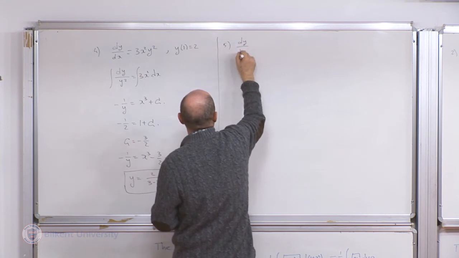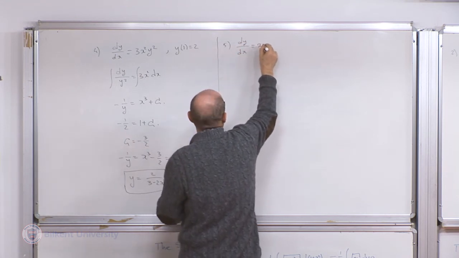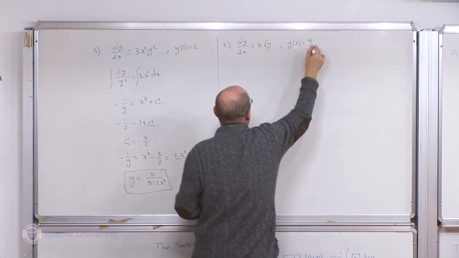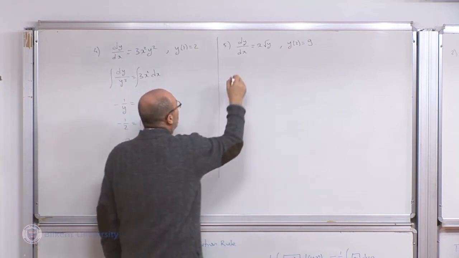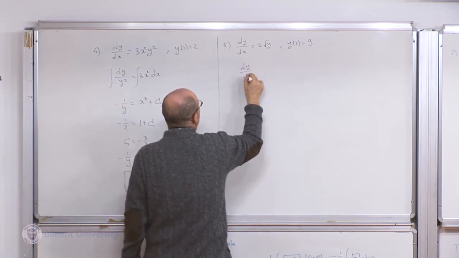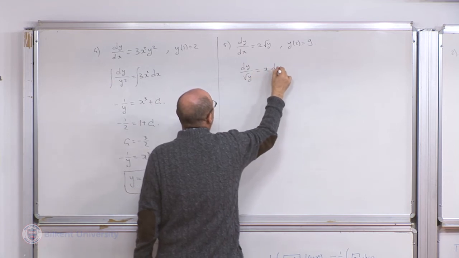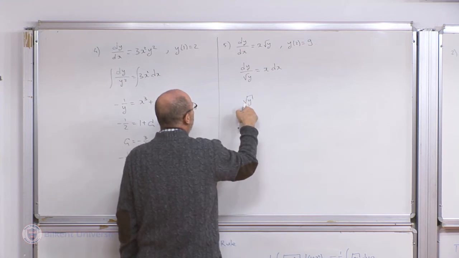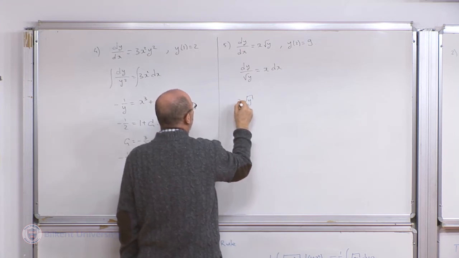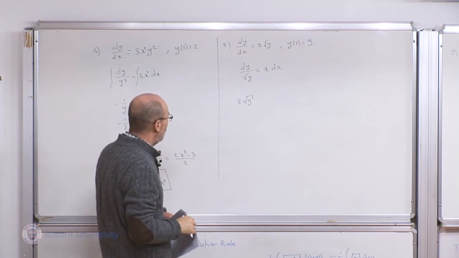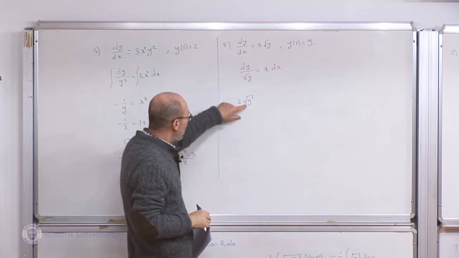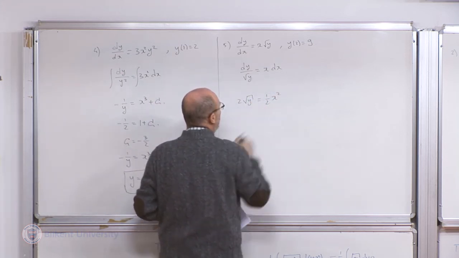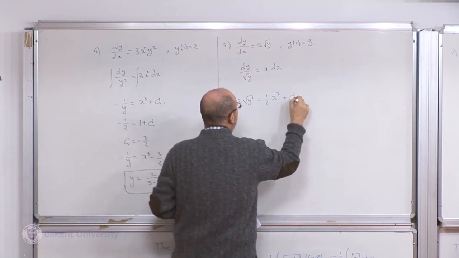So let's look at this one now. y prime equals x square root of y, and y(2) is equal to 9. So I have dy over square root y is equal to x dx. So I integrate this. Square root of y, if I integrate this, I'll get 1 over 2. I don't have 1 over 2, so I put this 2. If I now integrate this, I'll get this. Okay. If I integrate this, I'll get x squared, and I have an additive constant.